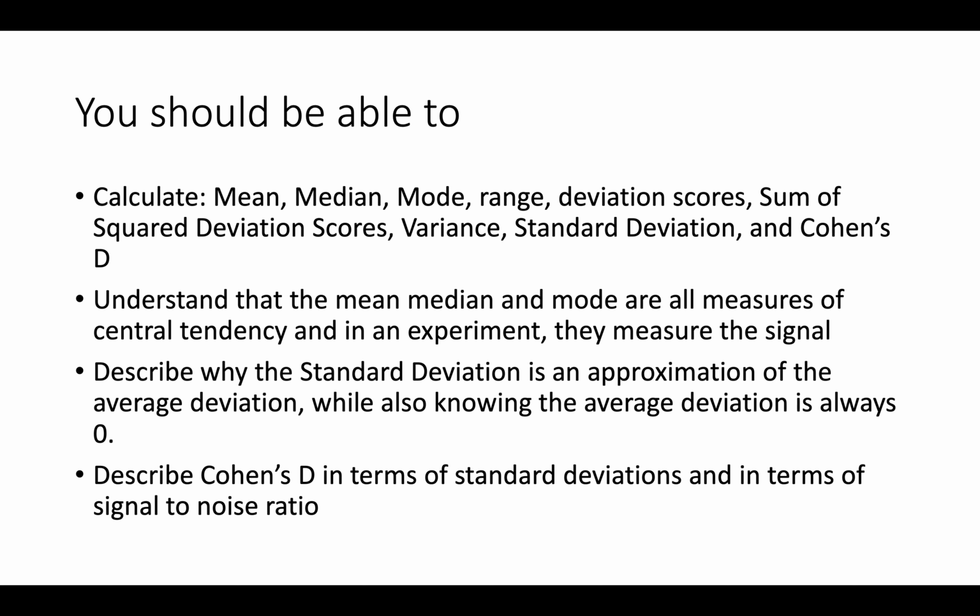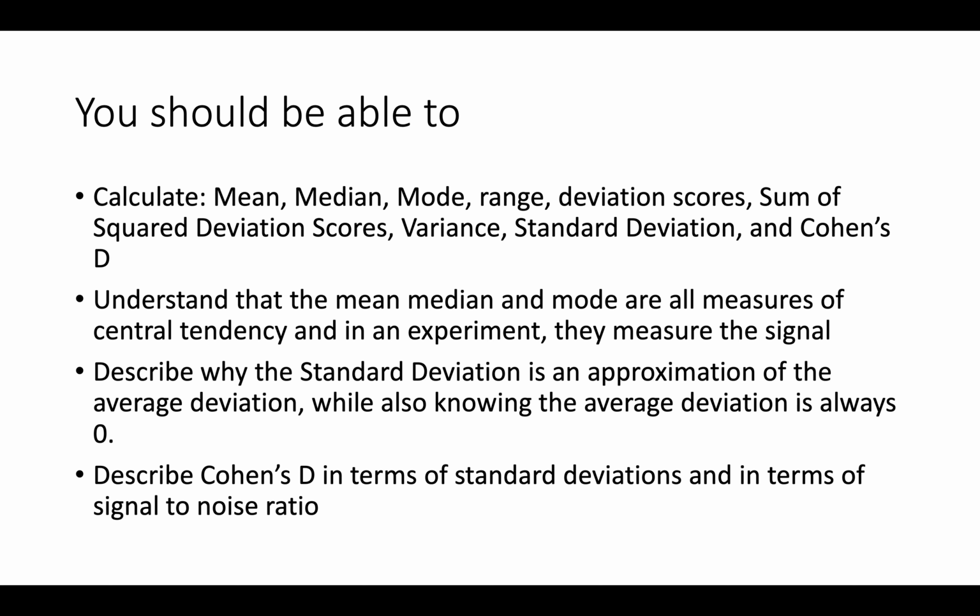Okay. Understand that the mean, median, and mode are all measures of central tendency, and they are a signal. Conversely, even though it's not on here, you should know that measures of standard deviation are noise, which is important. I don't know why I don't have it on here, but that's fine. I want you to be able to describe why standard deviation is an approximation of the average deviation, while also knowing the average deviation is always 0.